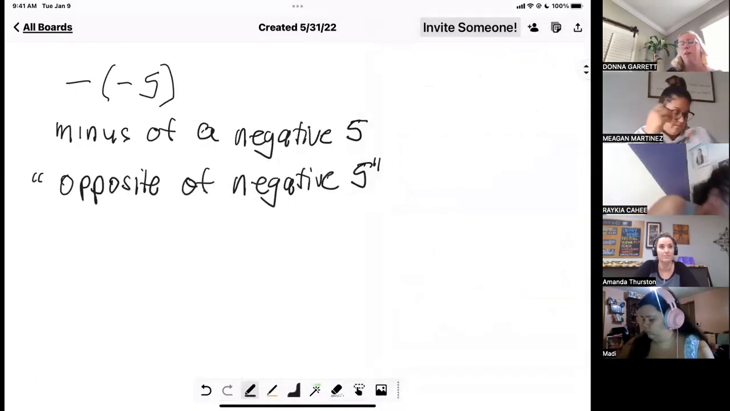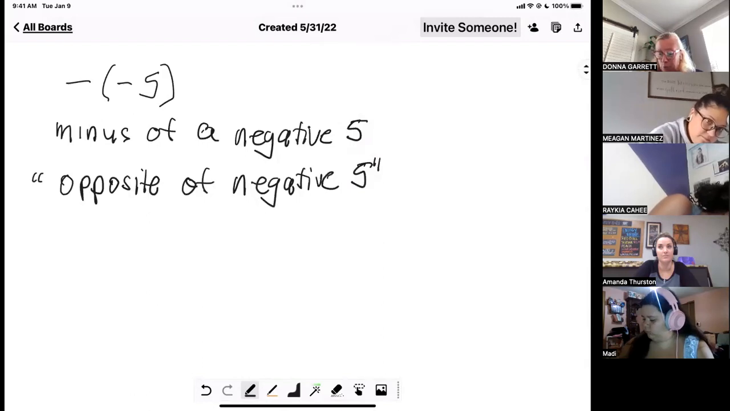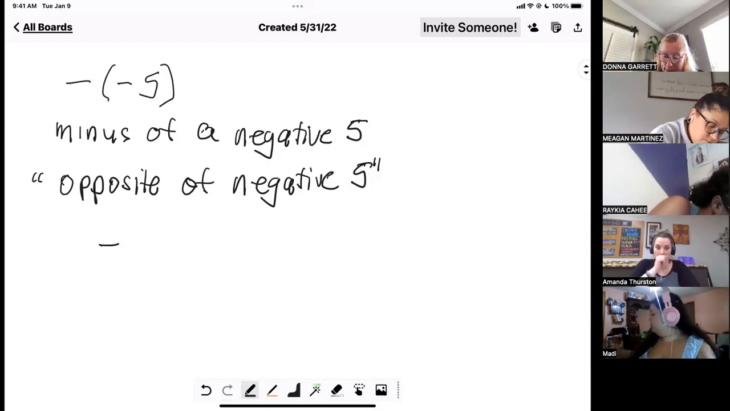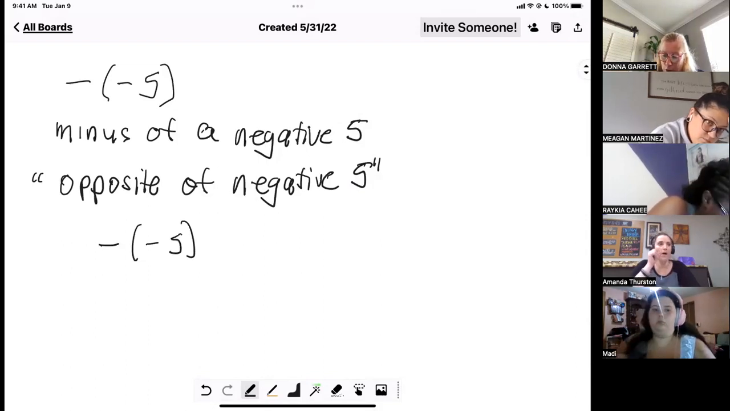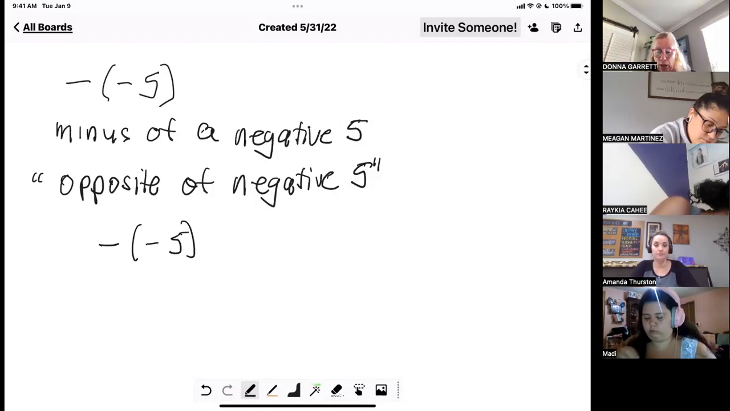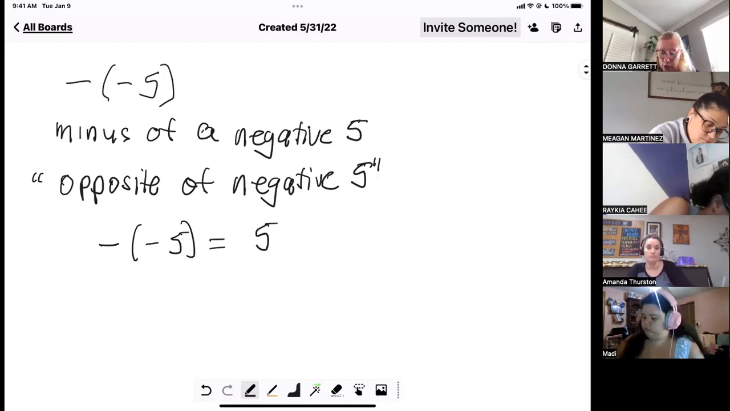Okay, the opposite of -5. So what is the opposite of -5? Well, the opposite of -5 is +5, right? The opposite sign. So why does that work? Because minus a -5 or opposite of -5, when you have two negatives that come together, it makes a positive. Equals 5. When I have minus a negative 5, I like to think, okay, the opposite of a negative 5, which makes 5.